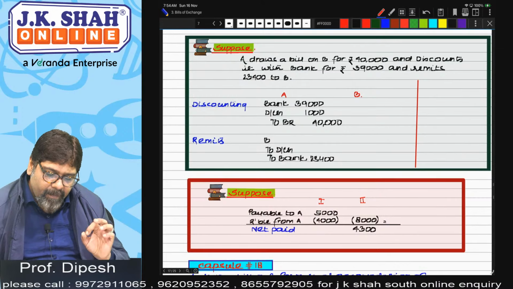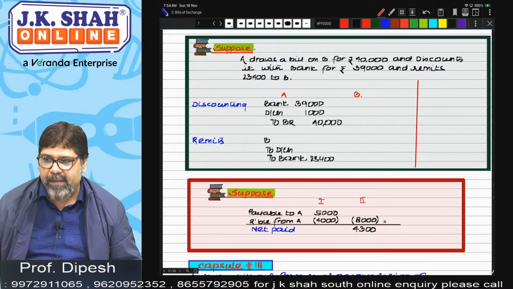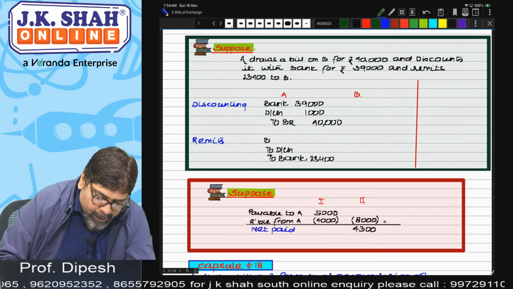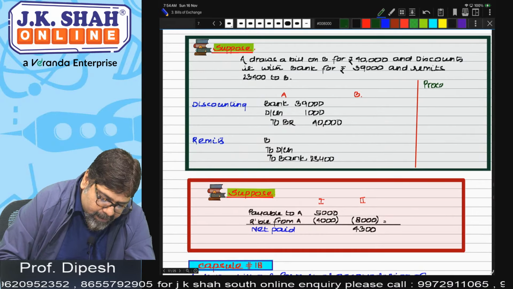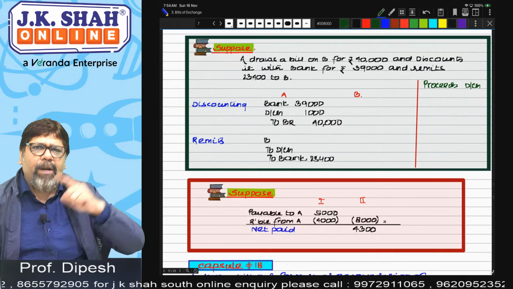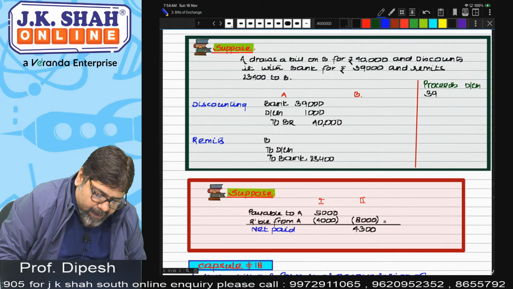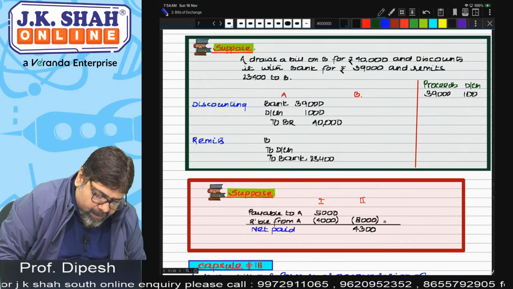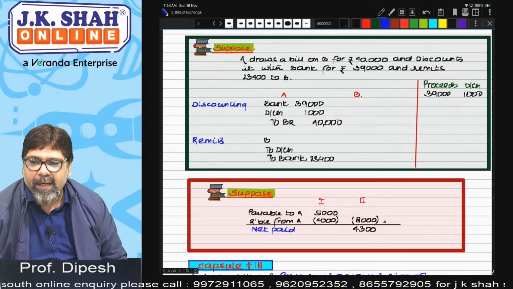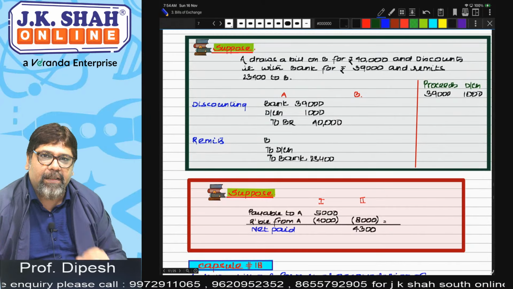Now, bank account debit to discounting charges to bank. Can anybody tell me how to calculate discounting charges and what will be discounting? Wonderful. Sridhar. Proceeds, discounting charges. If A would have given the entire 39,000 to B, discounting charges would have been 1,000.